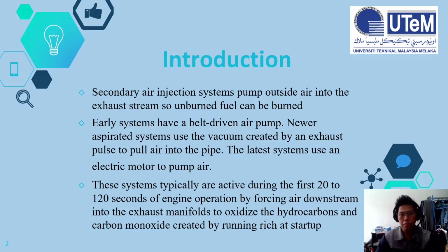Next, early systems have a belt-driven air pump. Newer aspirated systems use the vacuum created by an exhaust pulse to pull air into the pipe. The later systems use an electric motor to pump air. This system is typically active during the first 20 to 120 seconds of engine operation, forcing air downstream into the exhaust manifolds to oxidize the hydrocarbon and carbon monoxide created by running rich at startup.